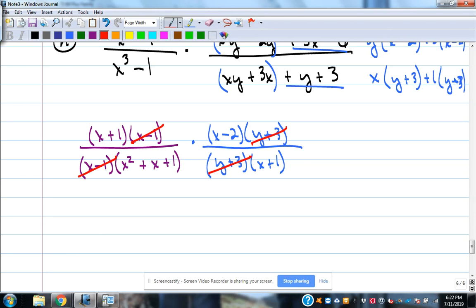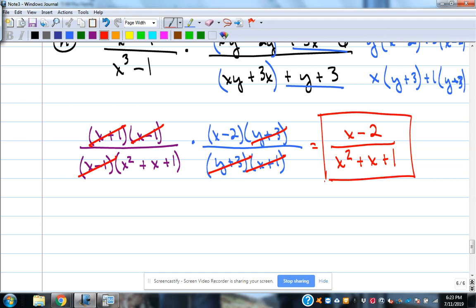It doesn't matter. I always do vertical first out of habit. It technically doesn't matter which way you do. If you do diagonally first, that's fine. Just see the ones that are the same and cancel. And the x plus 1s cancel each other out. And that leaves us just a simple old x minus 2 over x squared plus x plus 1. And there's our simplified version of that.